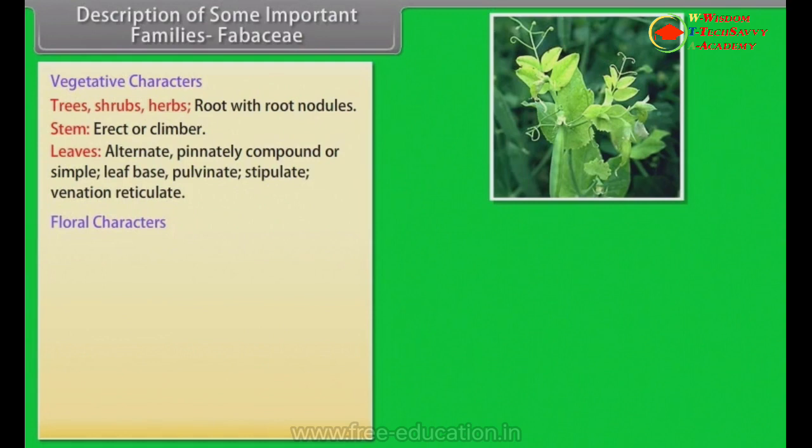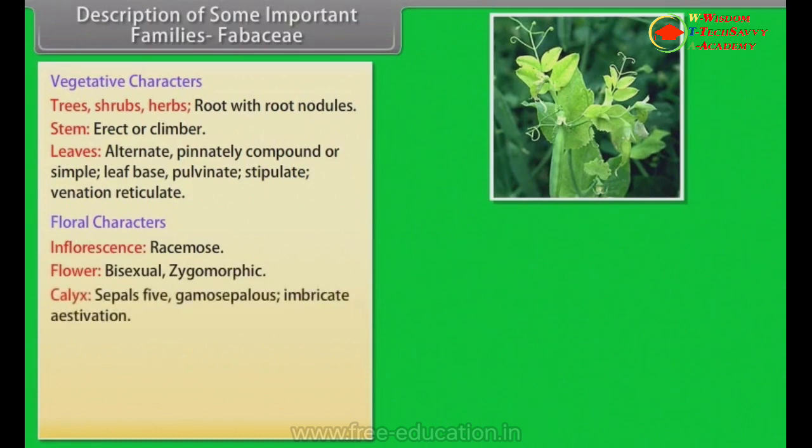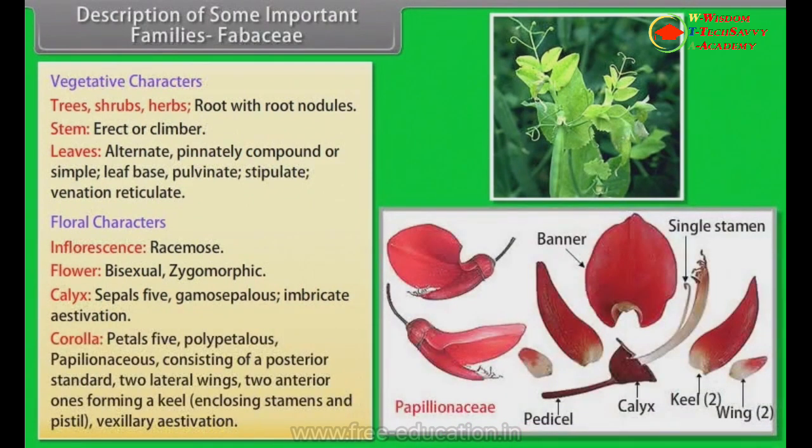Floral characters. Inflorescence racemose. Flower bisexual, zygomorphic. Calyx sepals 5, gamosepalous, imbricate aestivation. Corolla petals 5, polypetalous, papilionaceous, consisting of a posterior standard, 2 lateral wings, and 2 anterior ones forming a keel, enclosing stamens and pistil, vexillary aestivation.